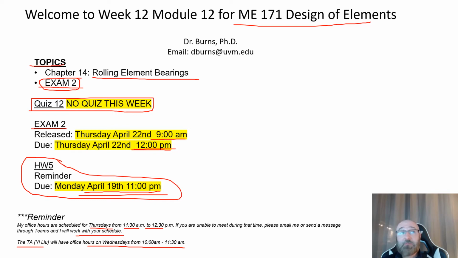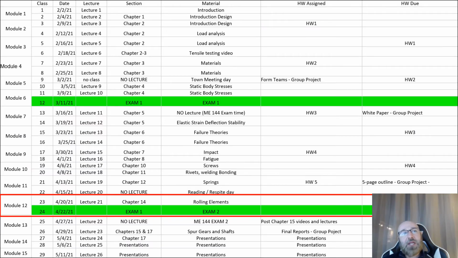So if you have any questions for grading, exams, homeworks, this is a great opportunity to utilize the TA. So now I want to take a minute and take a look at our schedule for the rest of the semester. You can see now we're in our module number 12. So for module 12, for our Tuesday lecture, we're going to be covering chapter 14, looking at rolling elements. Then on Thursday's lecture, this is going to be your exam number 2.